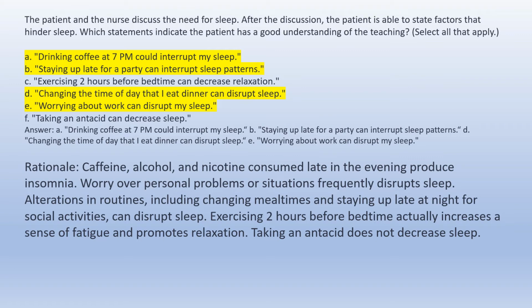Rationale: Caffeine, alcohol, and nicotine consumed late in the evening produce insomnia. Worry over personal problems or situations frequently disrupt sleep. Alterations in routines, including changing meal times and staying up late at night for social activities, can disrupt sleep. Exercising 2 hours before bedtime actually increases a sense of fatigue and promotes relaxation. Taking an antacid does not decrease sleep.